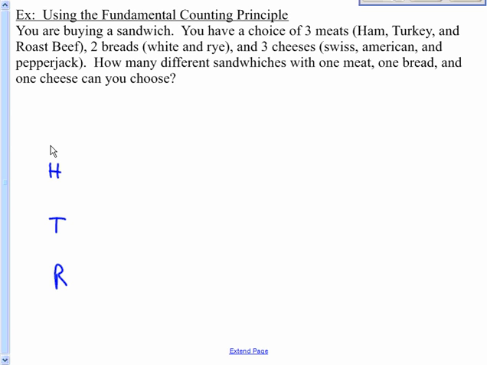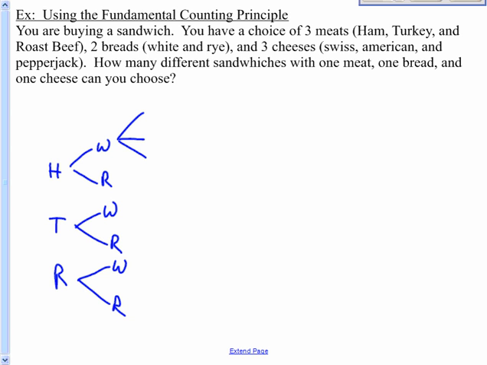Off of each of these, if you pick ham, you could have either wheat or rye bread. Same thing if you pick a turkey, or roast beef: you could have wheat or rye. Now, let's say you go with ham and the white, I'm sorry, white bread there. Now you have the choice of 3 cheeses: Swiss, American, or pepper jack.